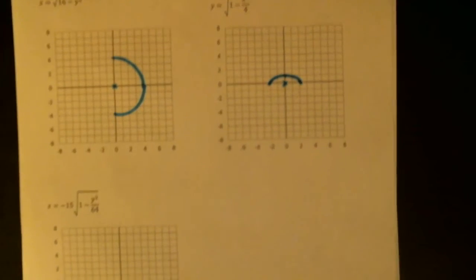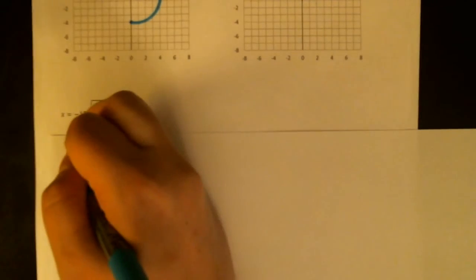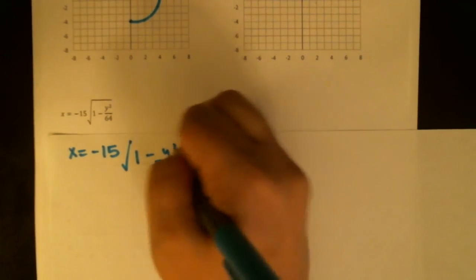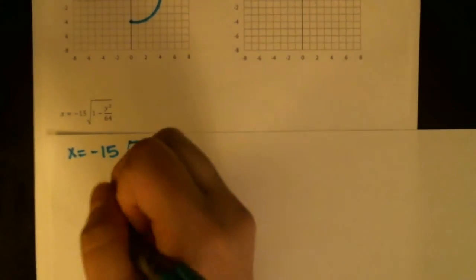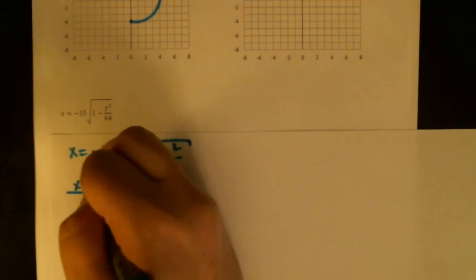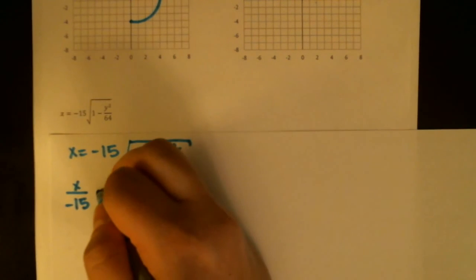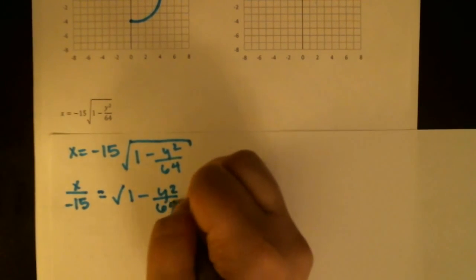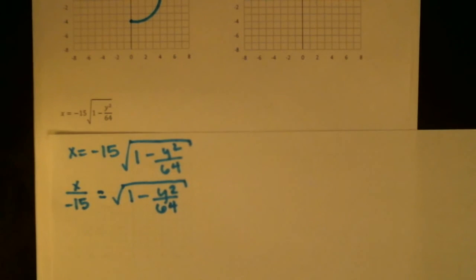Okay, one more just to make sure we're getting it. This one looks a little bit messier. Okay, so we have x equals negative 15 times the square root of 1 minus y squared over 64. Okay, so once again, we can work our way through backwards. We get x over negative 15 equals the square root of 1 minus y squared over 64. You could go ahead and square both sides right away there. That would be fine. It doesn't matter, but I like to get rid of that 15 first.